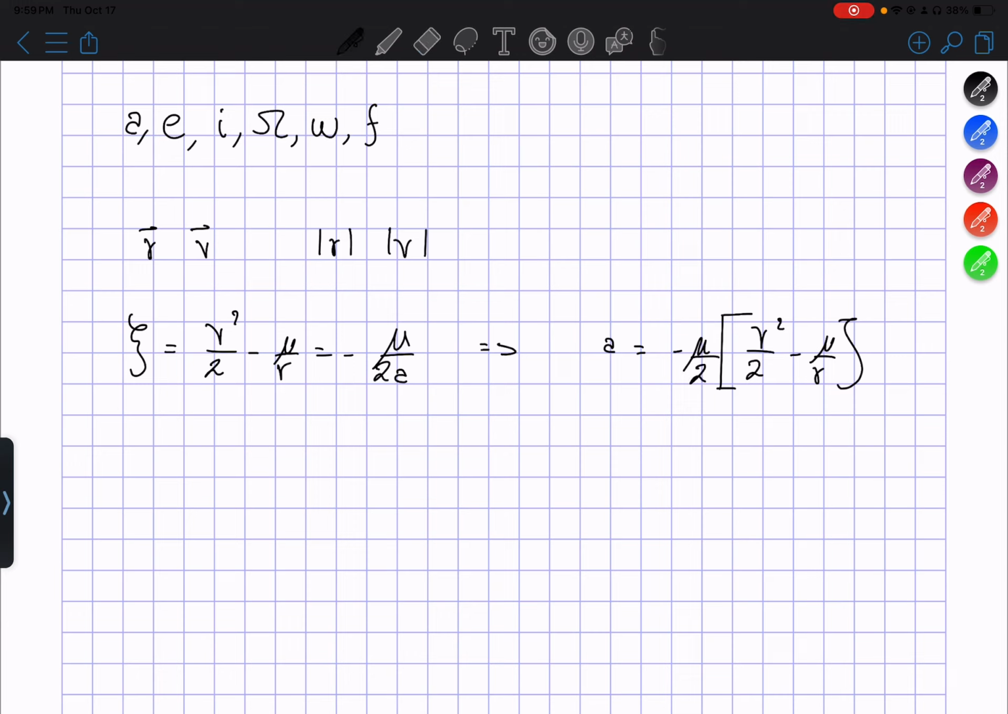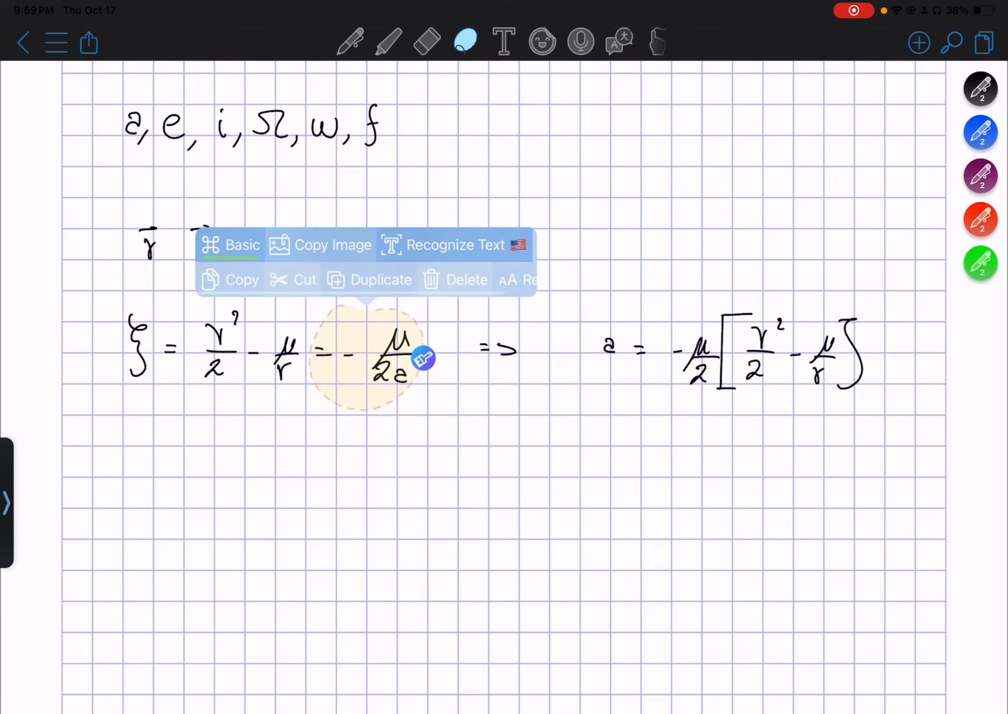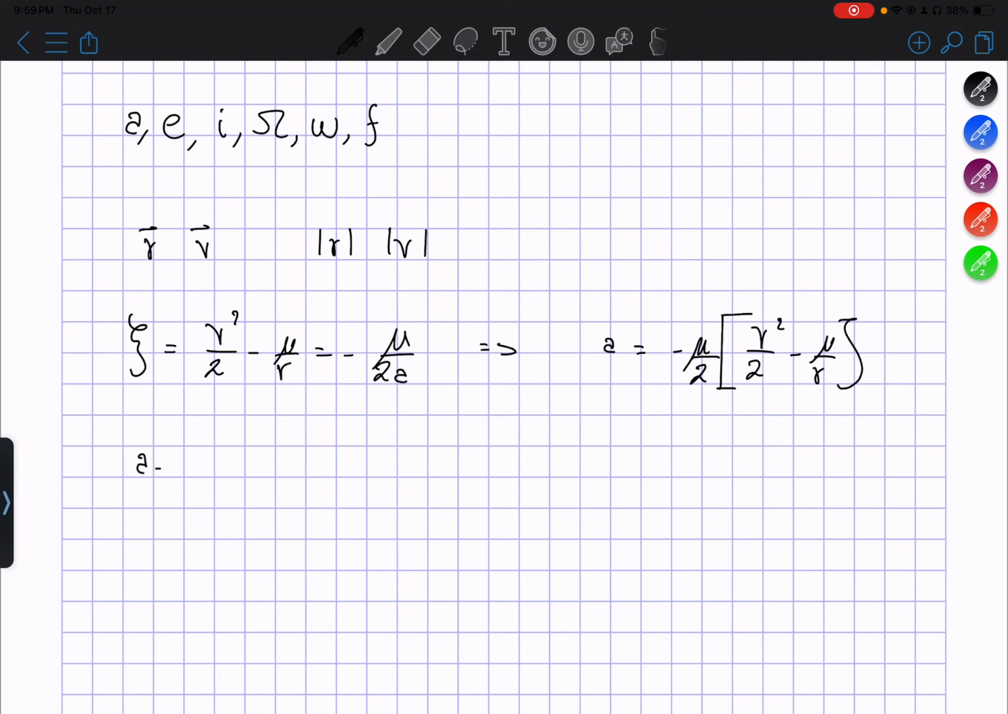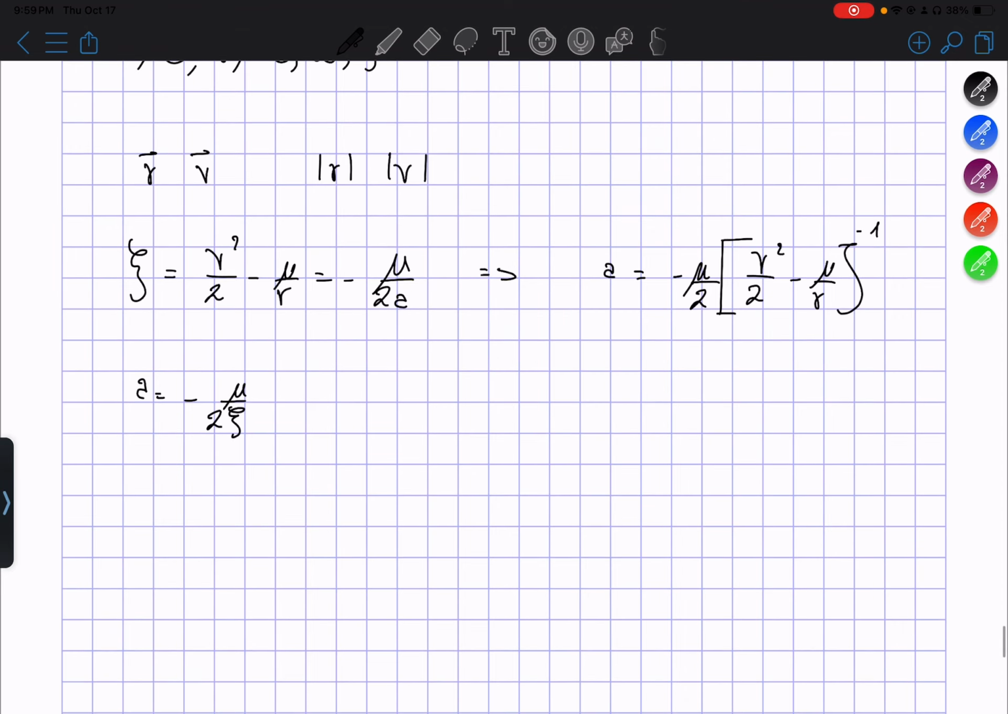I can code it up and get the answer. I think I can just do it at the end to have everything clear. But if you want, you can just do this first step and then set it equal to this and solve for A, in which A would be equal to negative mu over 2 zeta, to the power negative 1. Okay. This is A. I'm going to give all the values at the end.